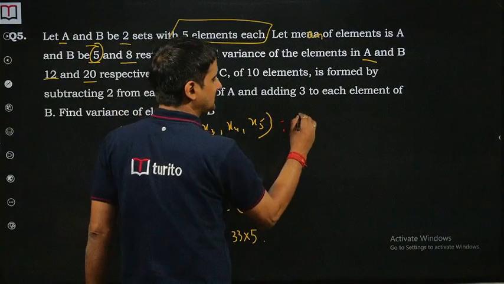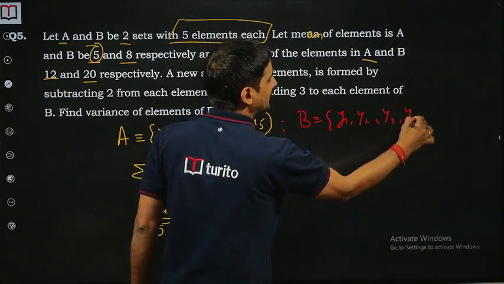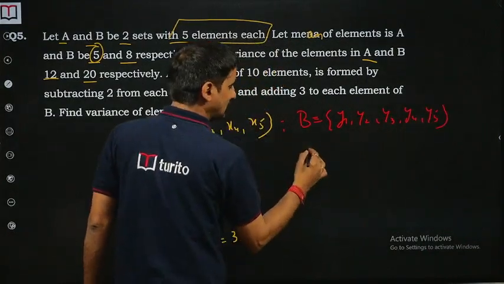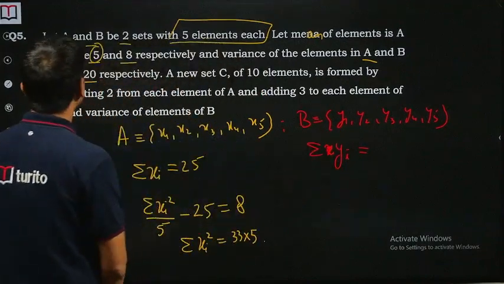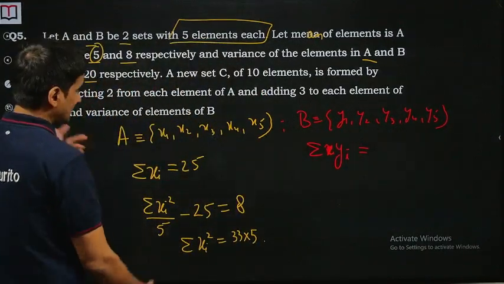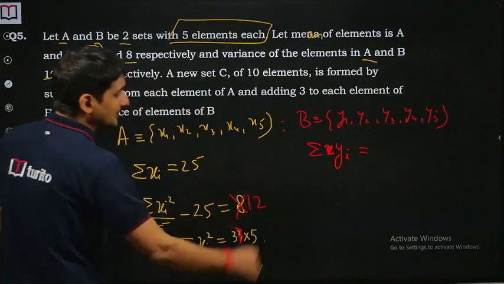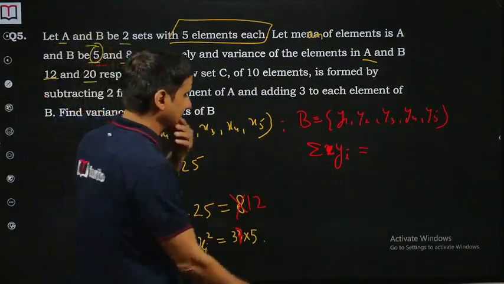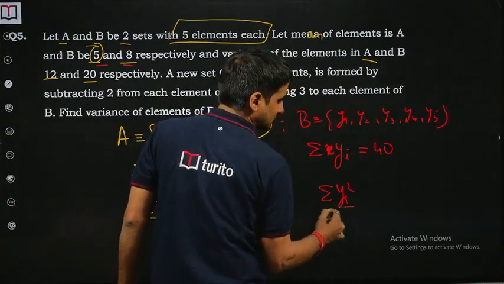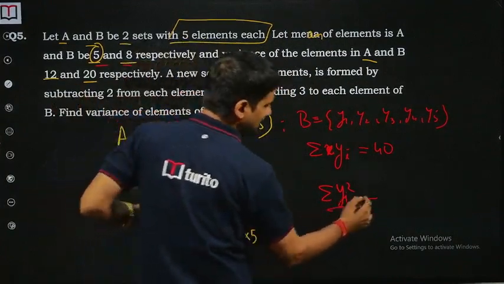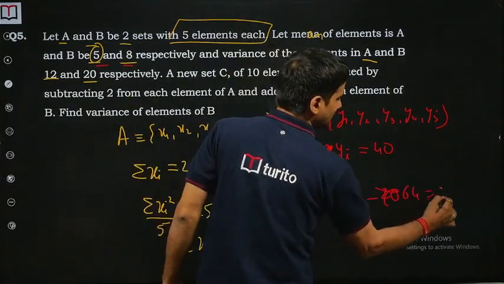Similarly, we have another data set B, which has 5 elements y1, y2, y3, y4, y5. Again for the mean, summation yi. How much is the mean here? Oh, I'm sorry, that was 12. Variance is 12 here. I'm sorry. Okay, the mean for B is 8 here, so this is 40 here. And similarly for variance, it will be summation yi square by 5 minus mean square, 64, and the variance is 20 here.